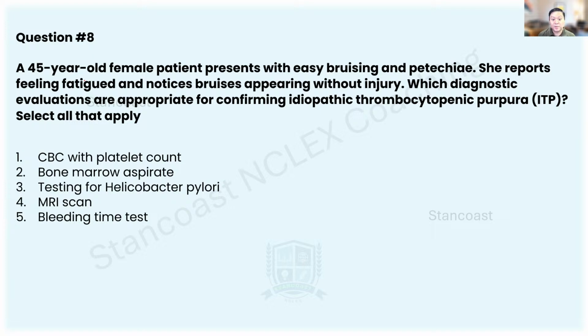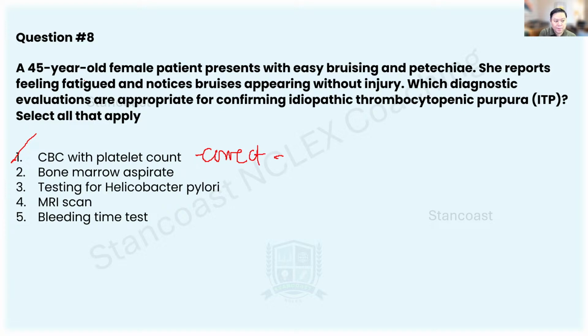We'll start with number 1, CBC with platelet count. Remember about the complete blood count, it can reveal the hemoglobin, platelet, red blood cell, and hematocrit. And so this will be helpful in what? It will be helpful in determining if there is a reduction in the platelet count and also the hemoglobin count. So this is one of our correct answers. Correct.